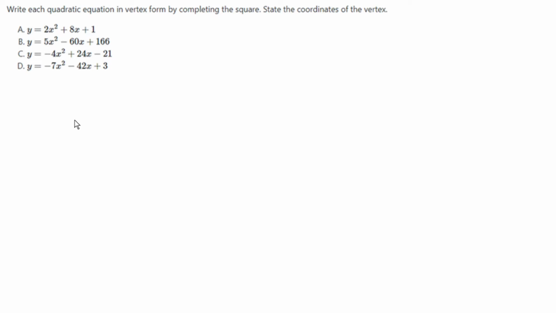Write each quadratic equation in vertex form by completing the square. State the coordinates of the vertex.